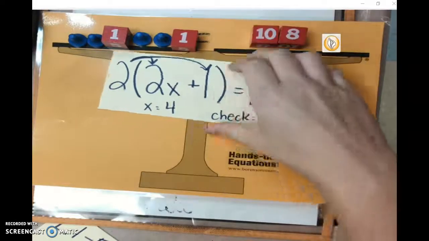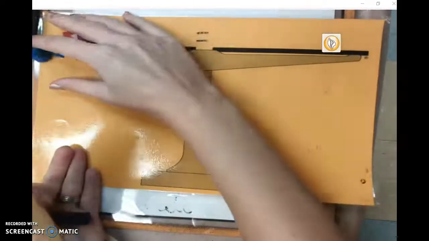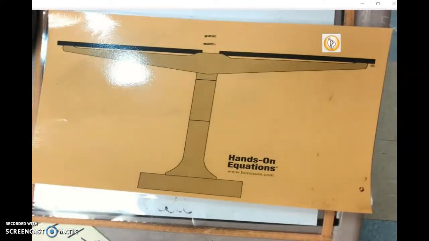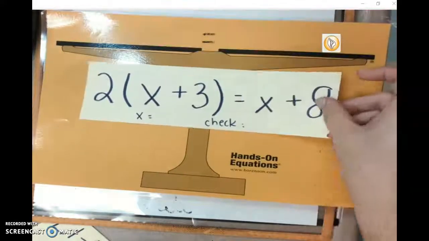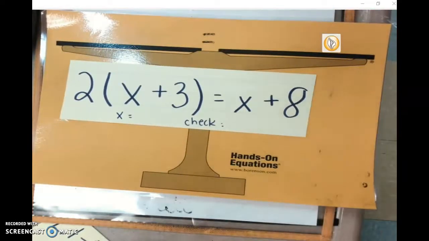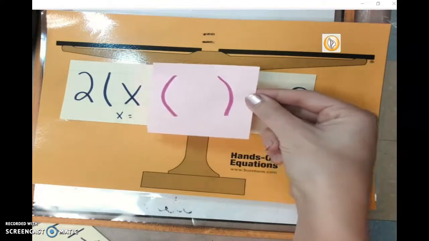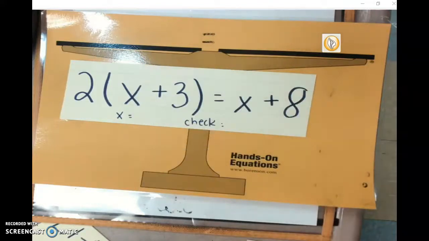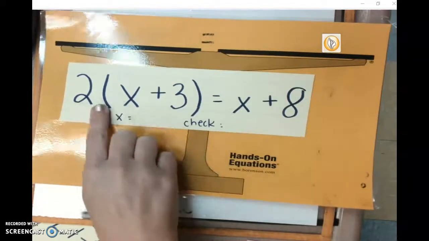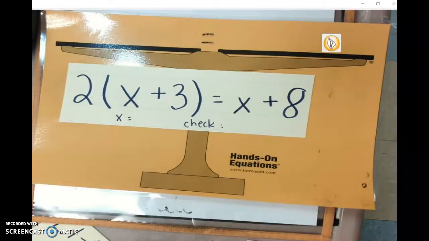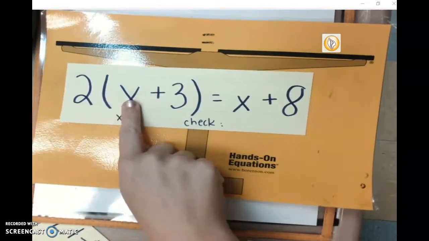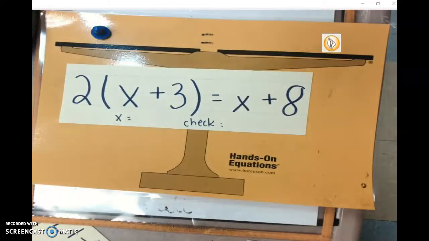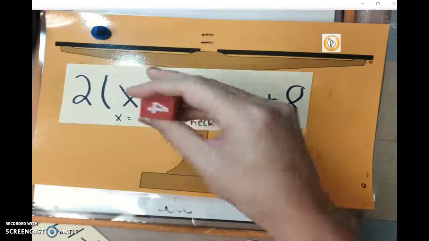All right, let's try another one. Remember, it's really important to make sure that you clear your scale before you start a new problem. Let's try this one. Again, we have parentheses, and anytime we see parentheses, we need to make sure that we are paying attention to that first. So we have 2 times x plus 3. So that means this would be like 1, so we would need x and a 3, and then we would need to do that again.